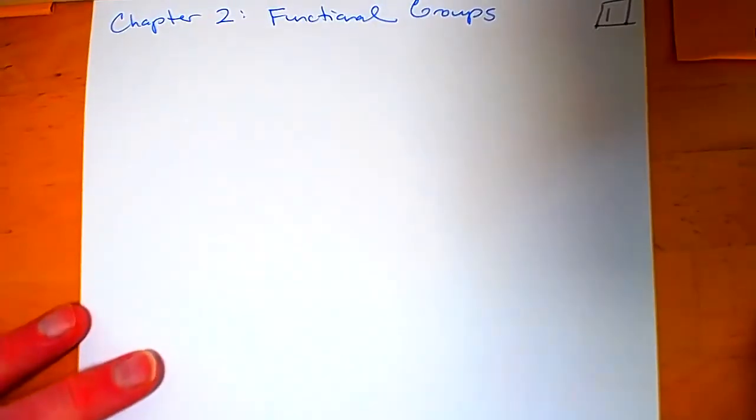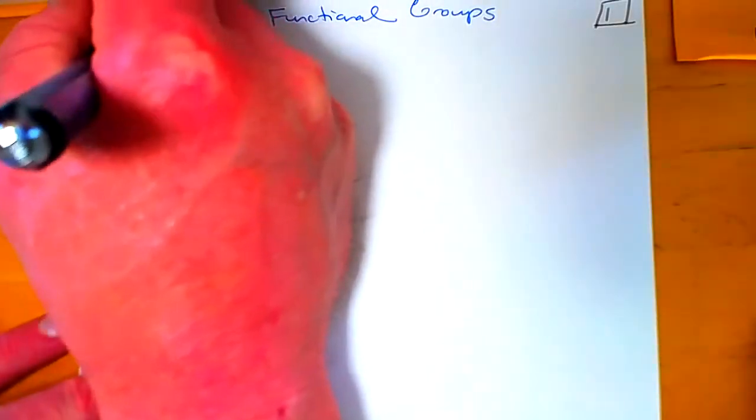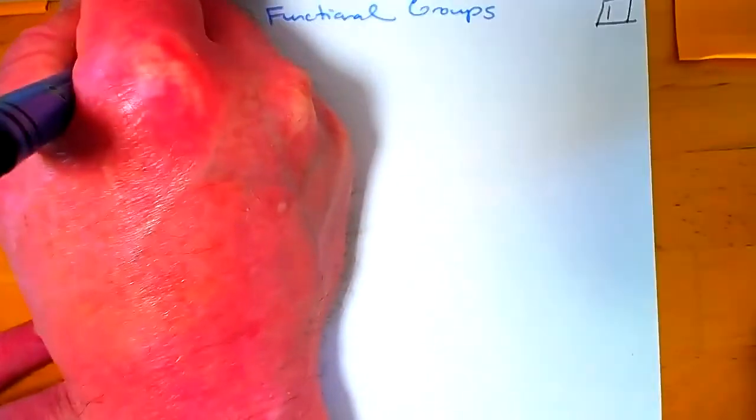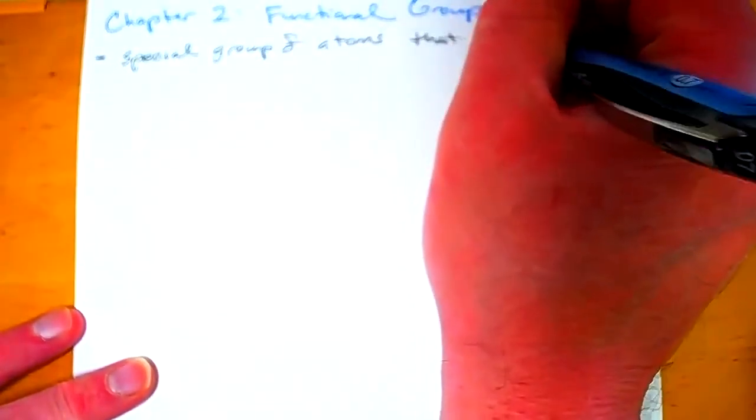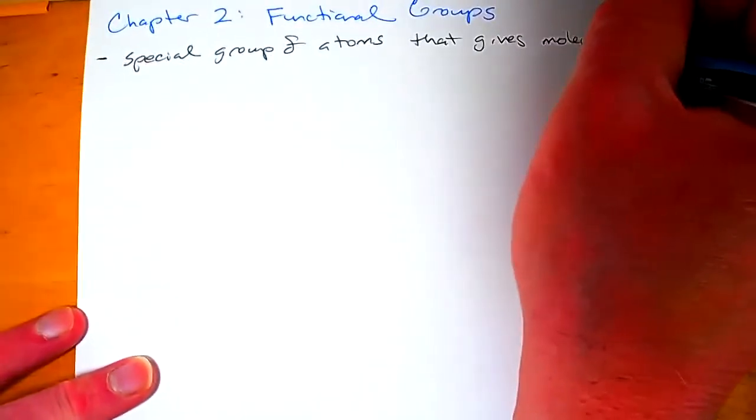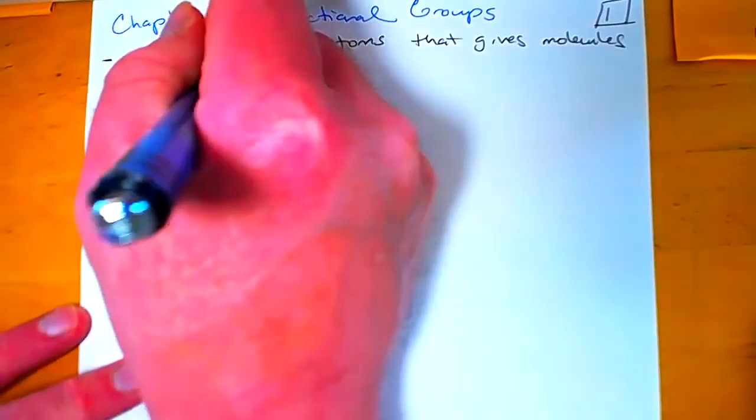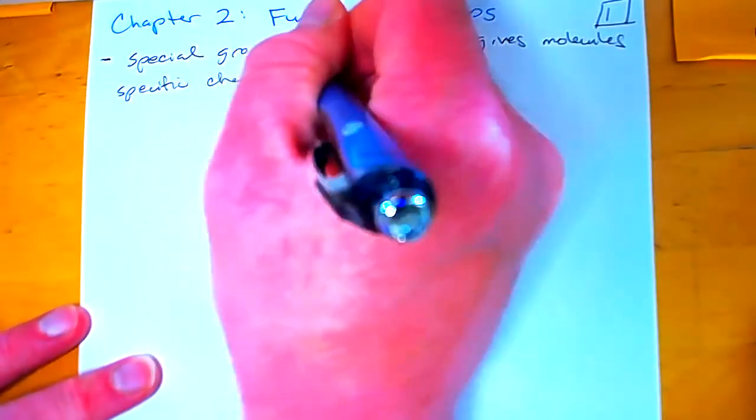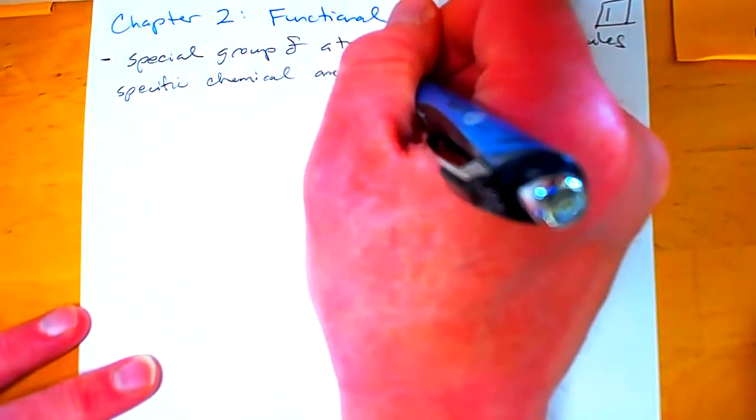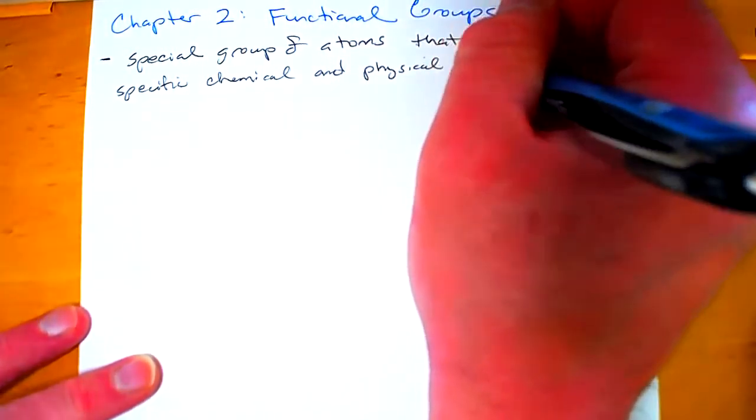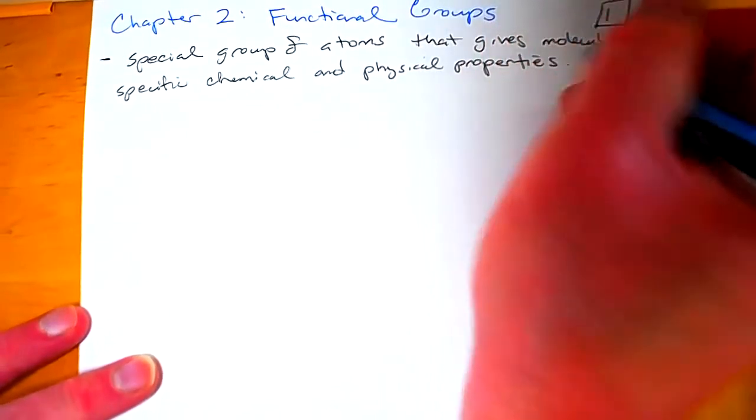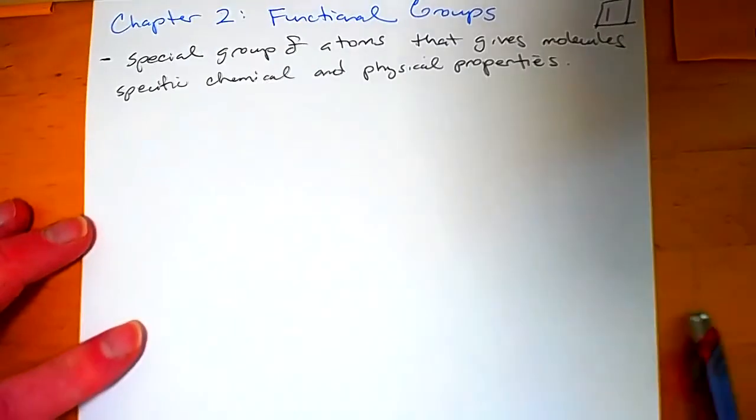So let's start off with a more succinct definition than the rambling one I just gave you. A functional group is a special group of atoms that gives molecules specific chemical and physical properties. Kind of like what makes them stand out from other molecules.